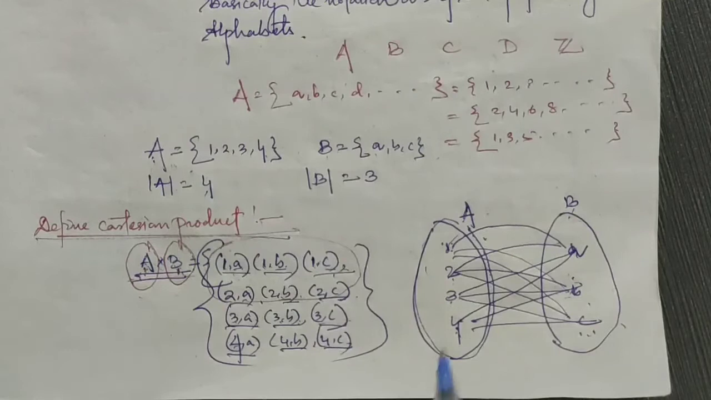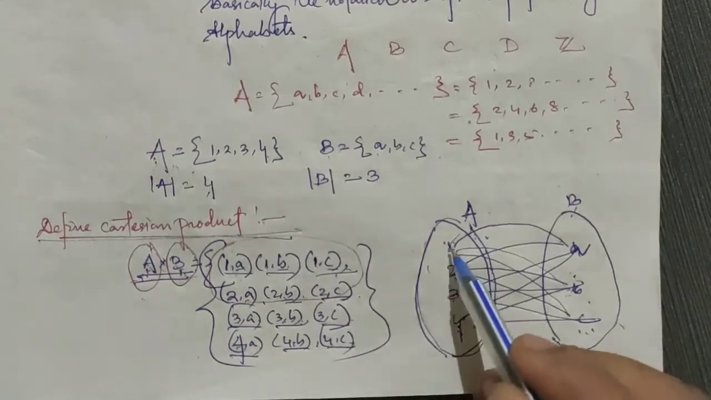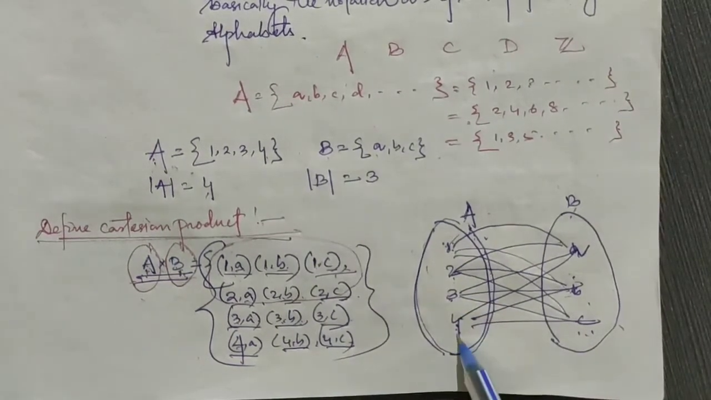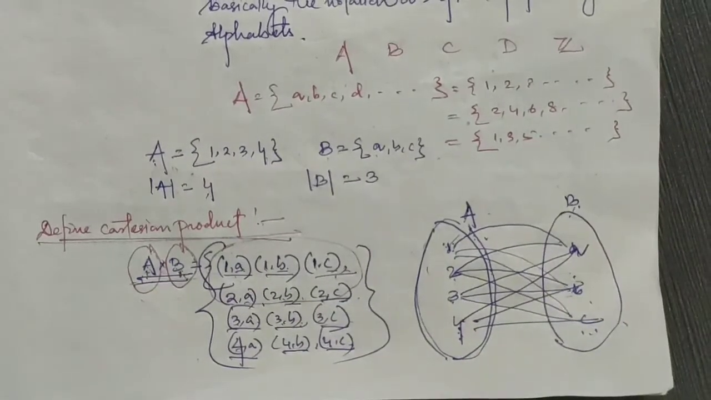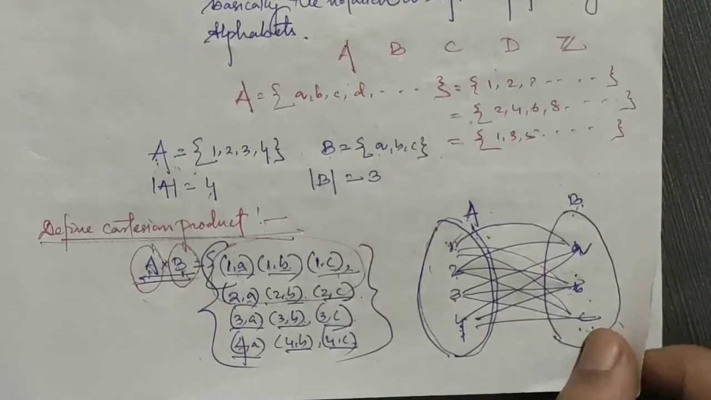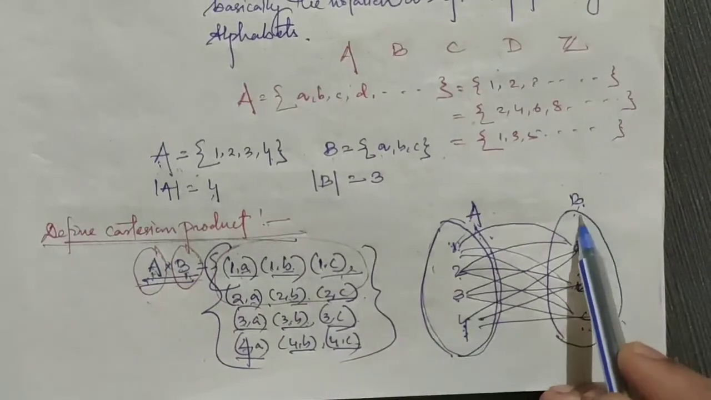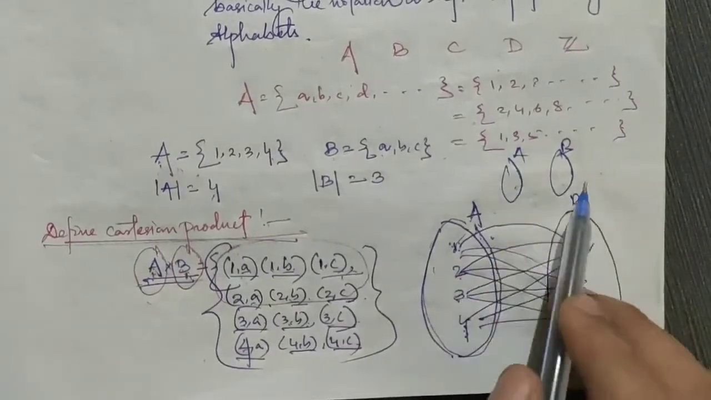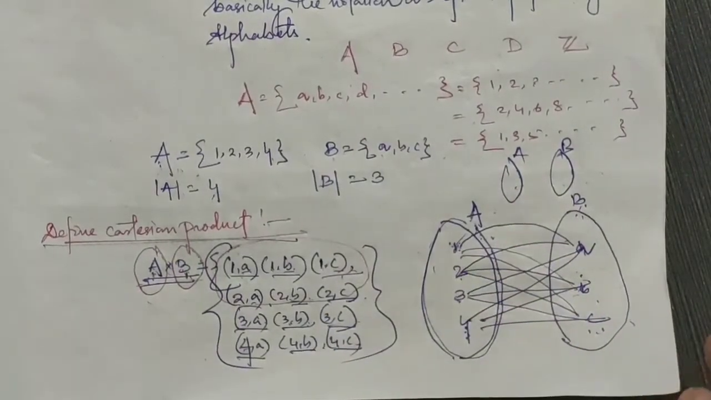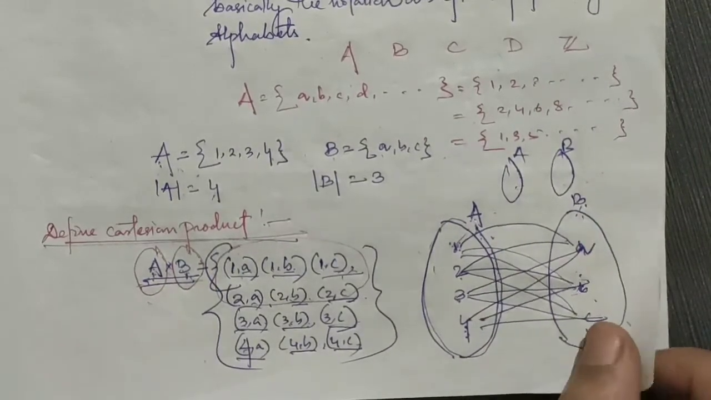But phi relation means some relationship condition is given, and if nobody from this group satisfies the condition with the second set elements, then that kind of relationship is called a phi relationship. Phi relationship means there is no relation from A to B. Universal relation means each element of A must be related with every element of B.